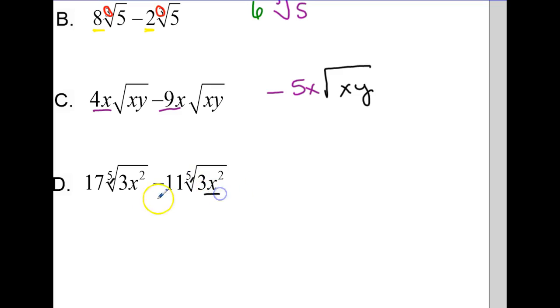Okay? And last but not least, my last example, I've got an index of 5, an index of 5. My radicands are 3x squared. So all I have to look at is the 17 minus 11. So 17 minus 11 is 6. And what do I have 6 of? I have 6 of the 5th root of 3x squared. That's how that simplifies. All right, next page.